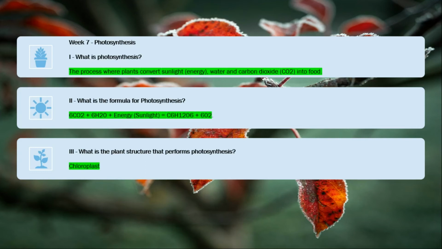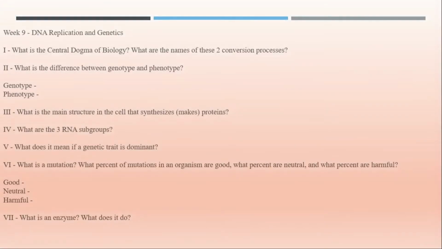Also be able to recognize the formula for photosynthesis. If you look at it, you'll see that if you just take the aerobic respiration formula and reverse it and change the energy from ATP to sunlight, you've already got your photosynthesis formula. It's just aerobic respiration in reverse. That structure that performs photosynthesis is the chloroplast, which we just mentioned a second ago with our plant cells.